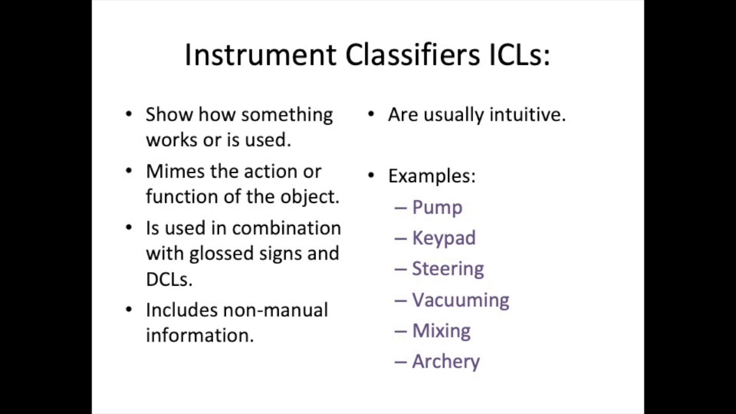Instrument classifiers show how something works or is used. Instrument classifiers mime the action or function of the object. They are used in combination with glossed signs and descriptive classifiers. ICLs always include non-manual markers, as the whole body and face are necessary to acting out the function of the object. Most instrument classifiers are intuitive and universally comprehensible.